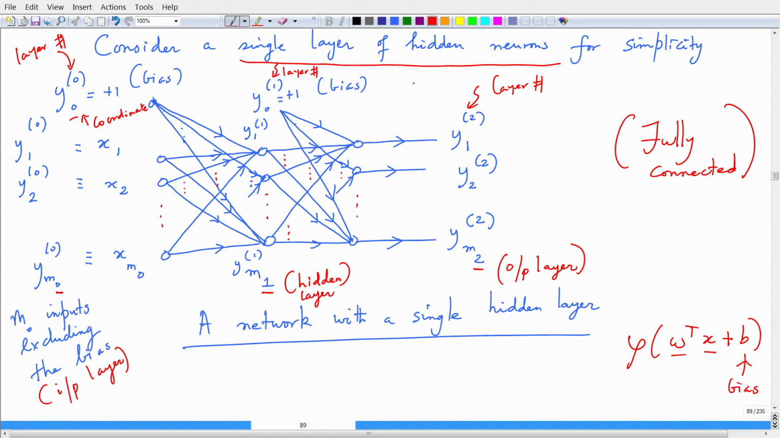Now let us delve into the details of the algorithm. You may wonder, here at the outputs we do not have any bias, we do not need any bias because it just gives us the functional signals. So therefore there are m suffix 2 number of neurons here, but in the hidden layer we have m suffix 1 number of neurons without the bias. So therefore it is m suffix 1 plus 1 number of nodes, and here we have m suffix 0 number of inputs without the bias. So this is a small detail.